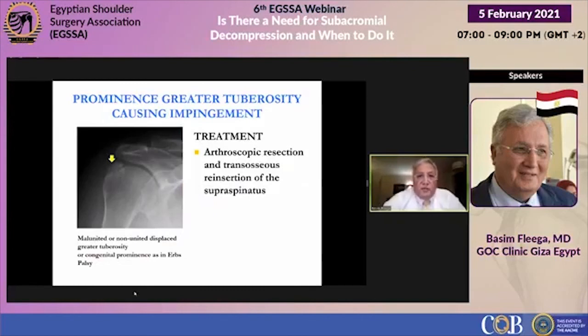Prominence of the greater tuberosity can also cause recurrence after decompression. This prominence is either due to malunion or non-union displacement of the greater tuberosity, or even in cases of congenital prominence, as in the case of Erb's palsy. And the treatment here is an arthroscopic removal of this bony protuberance and reinsertion of the supraspinatus.